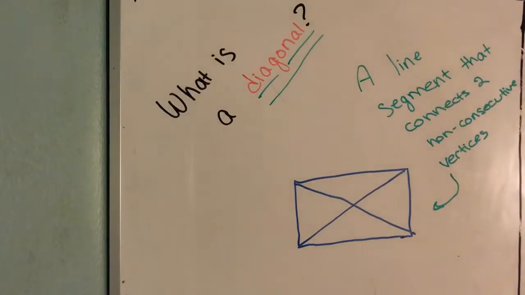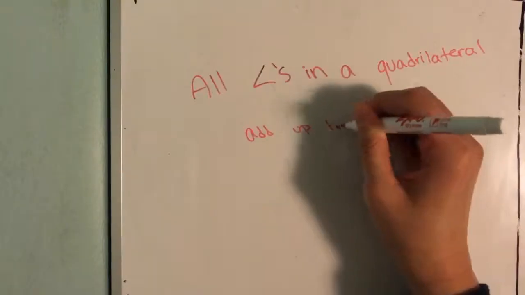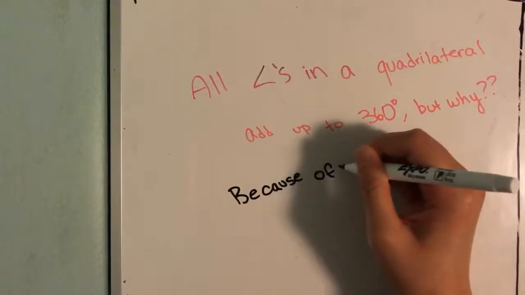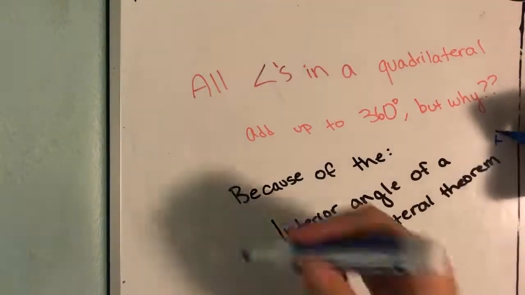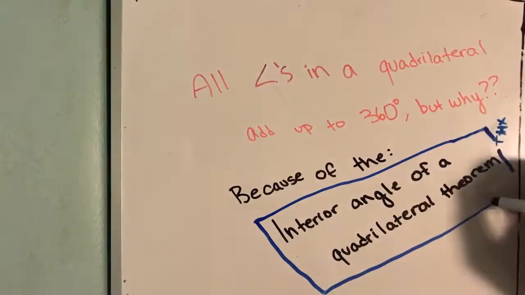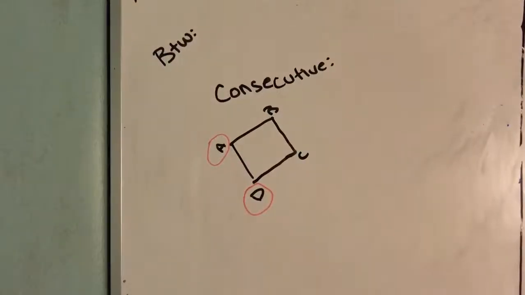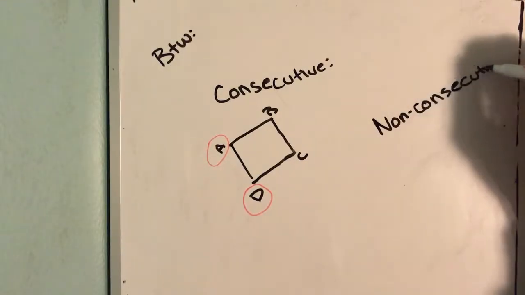What is a diagonal? A diagonal is a line segment that connects 2 non-consecutive vertices. All angles in a quadrilateral add up to 360 degrees. But why? Because of the interior angle of the quadrilateral theorem. By the way, in this quadrilateral, A and D are consecutive and A and C are non-consecutive.